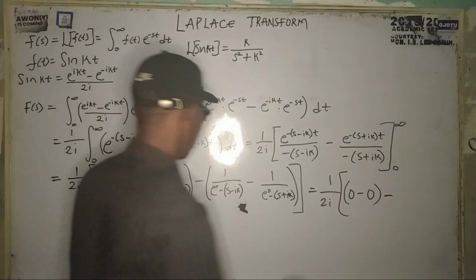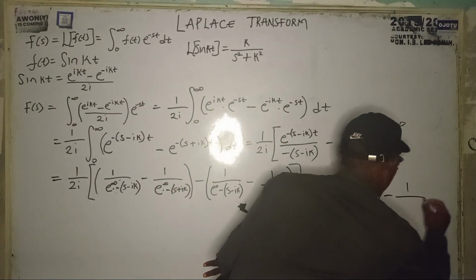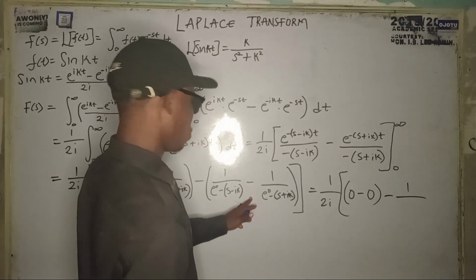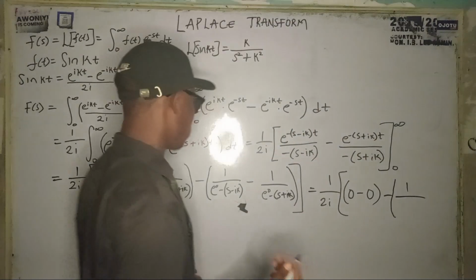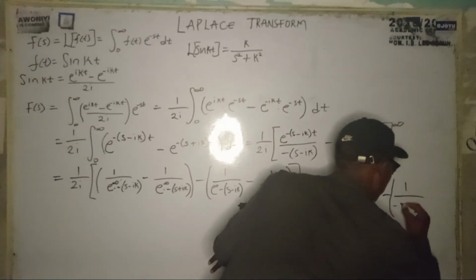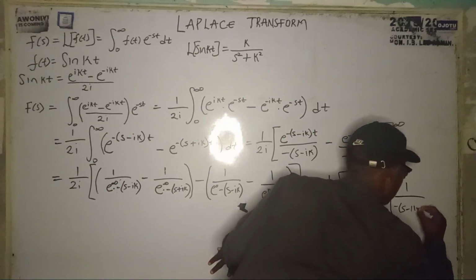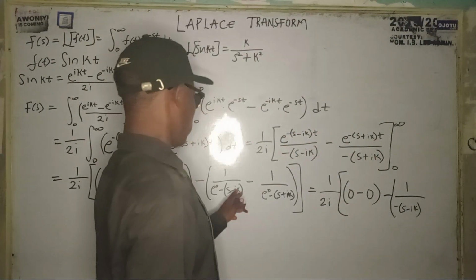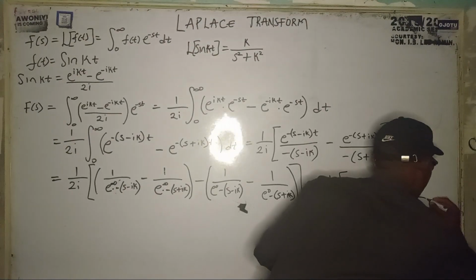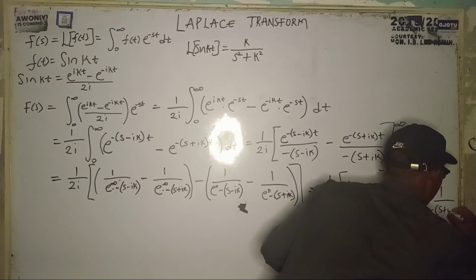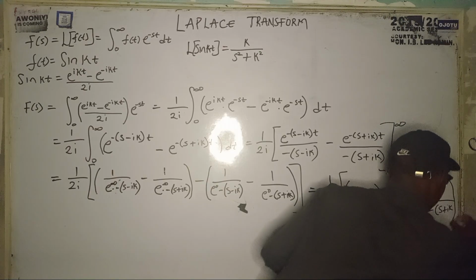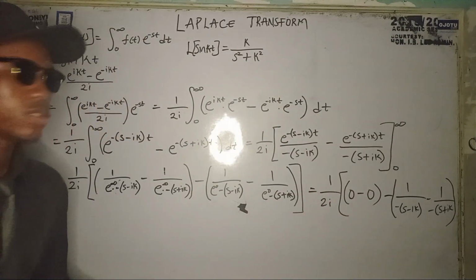So we just have it as 1 over, we should not forget the minus sign, and it's also inside the bracket. So let's just ignore the bracket. 1 over minus into bracket s minus ik, and the same thing for the other place, minus 1 over minus into bracket s plus ik. So that's for that.